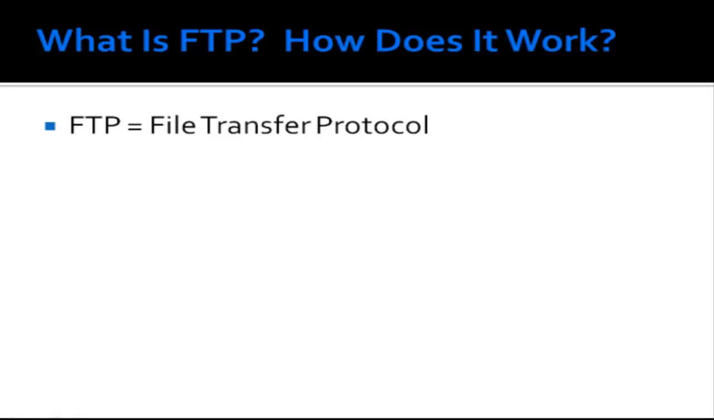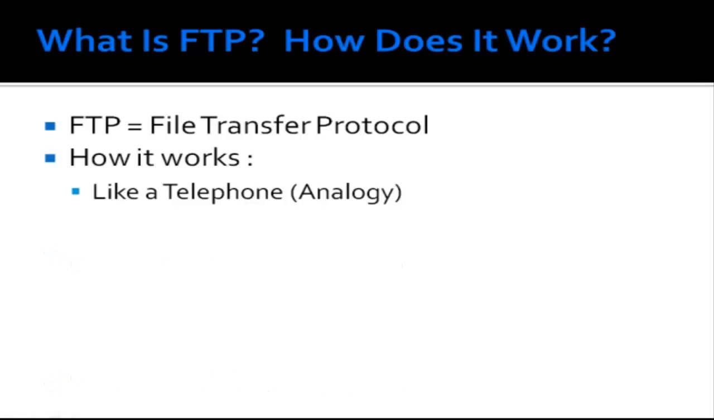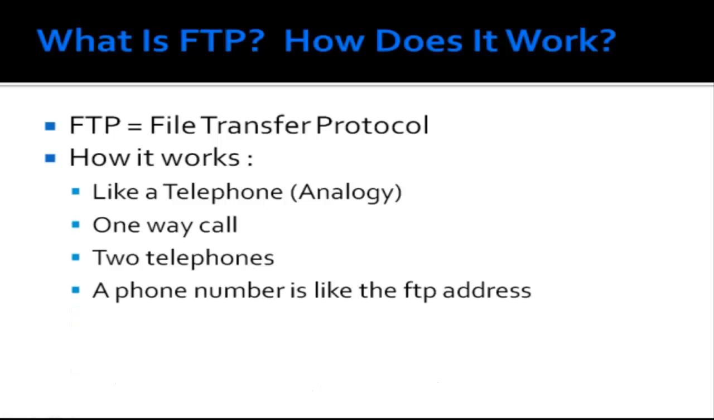Well, it's sort of like a telephone. You see, to make a one-way call, you need two telephones, right? Obviously, you can make many calls, but we're just talking about a one-way call. You're going to need two telephones. So you're going to have telephone A and you're going to have telephone B. You also need their phone numbers. So let's say, for example, telephone A is calling telephone B. Telephone A dials telephone B's number into telephone A. At that point, it connects to telephone B.